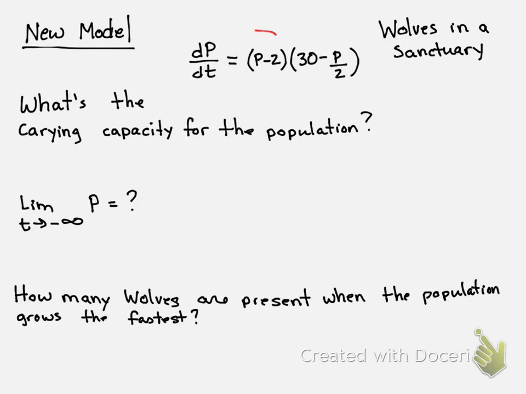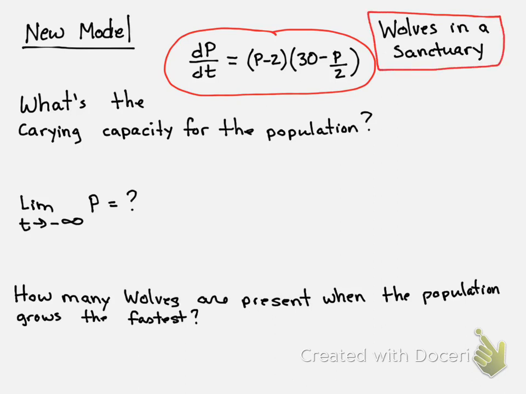Here's a new model for growth for a wolf population, wolves in a sanctuary. So as we look at this, let's say we're asked, what's the carrying capacity of the population? Well, I would look at each factor. We want our slope to be 0. So if p minus 2 is equal to 0, then p equals 2. And if 30 minus p over 2 equals 0, then 60 equals p. And so 60 then will be our carrying capacity.